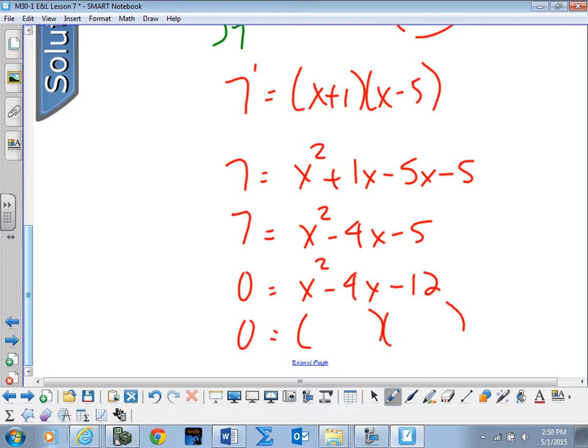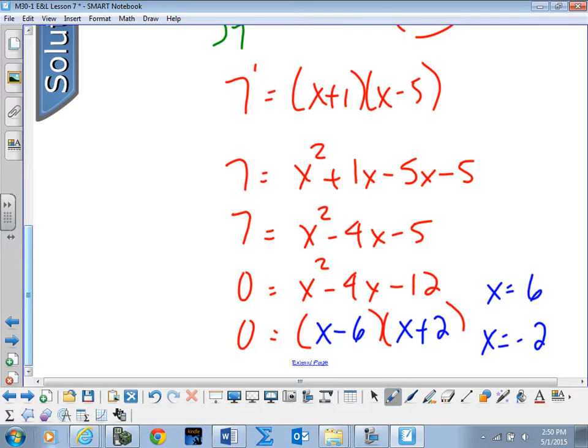So we have a quadratic, not a bad one to factor. Factors of -12 that add to give you -4 would be these, -6 and +2. So now we're saying that these are our two solutions.